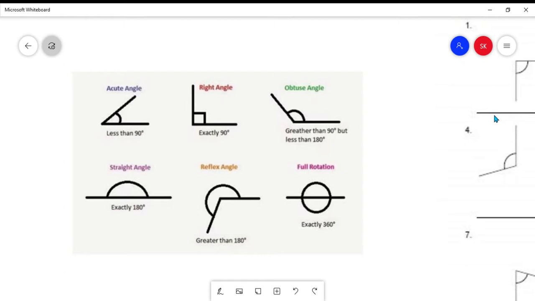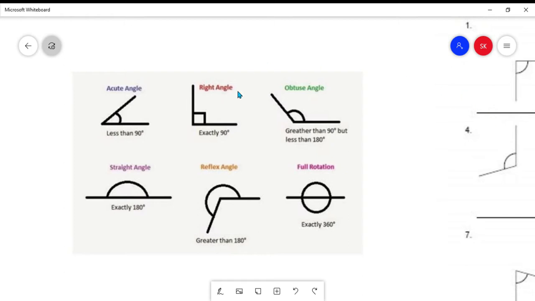Today's topic is angles: right angles, obtuse angles, acute angles, straight angles, reflex angles, and full rotation angles. These are the 6 types of angles, and we're going to be doing some questions on them.